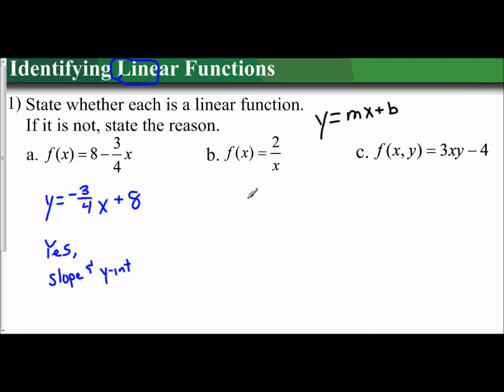If I look at part B, f of x equals 2 over x, does this follow my slope-intercept format? What I would see here is this x is in the denominator. So really, that does not have an exponent of 1. It doesn't follow the idea of slope-intercept form. It doesn't follow the idea of a linear function. And so therefore, this is not a linear function. And the reason why is your variable is in the denominator.